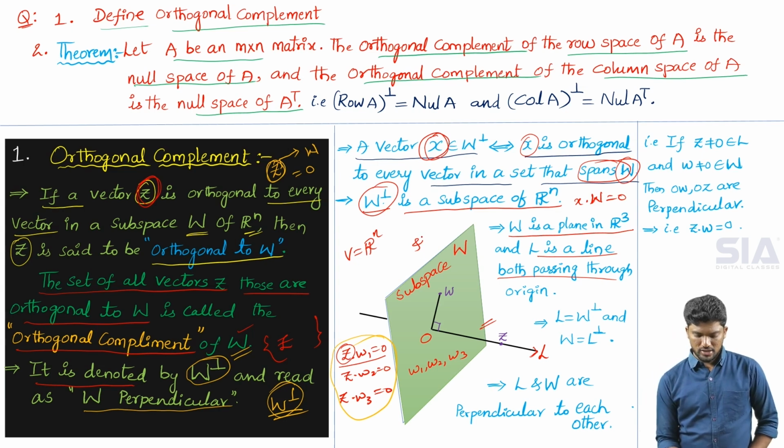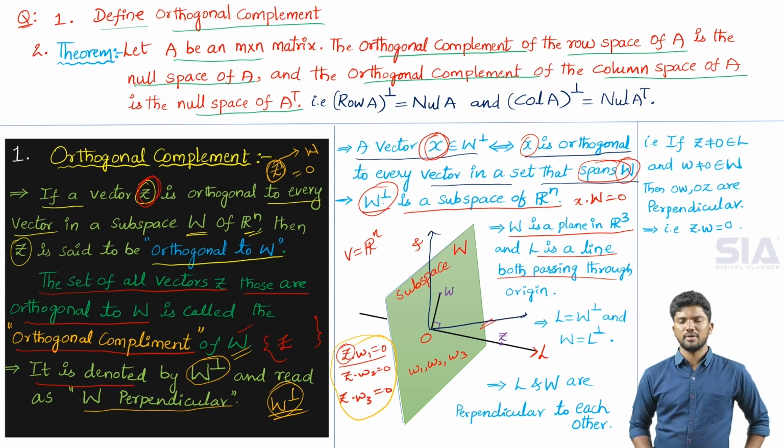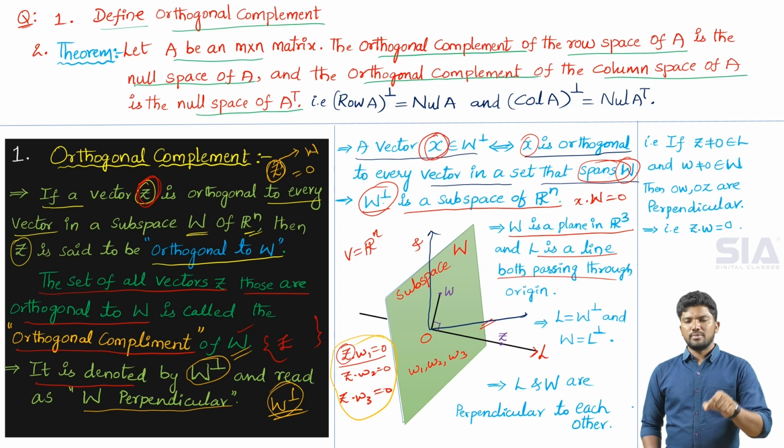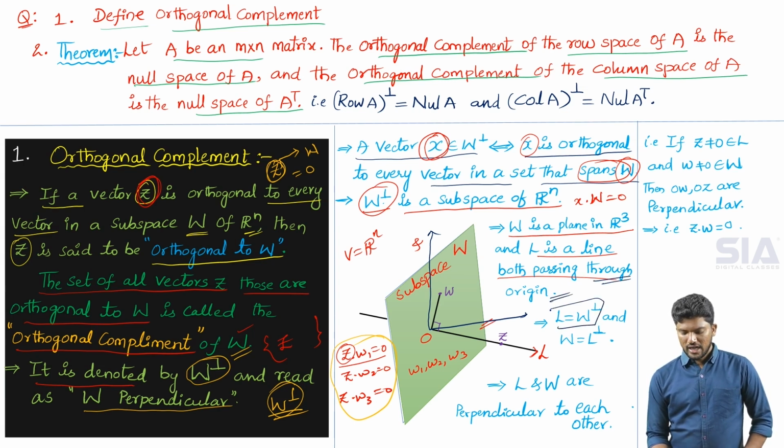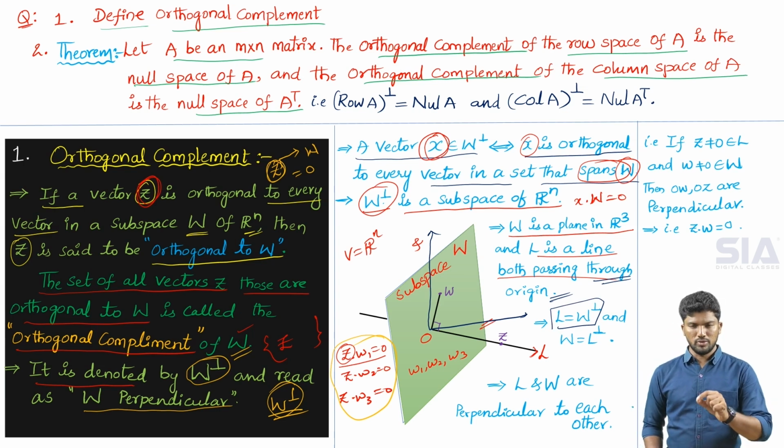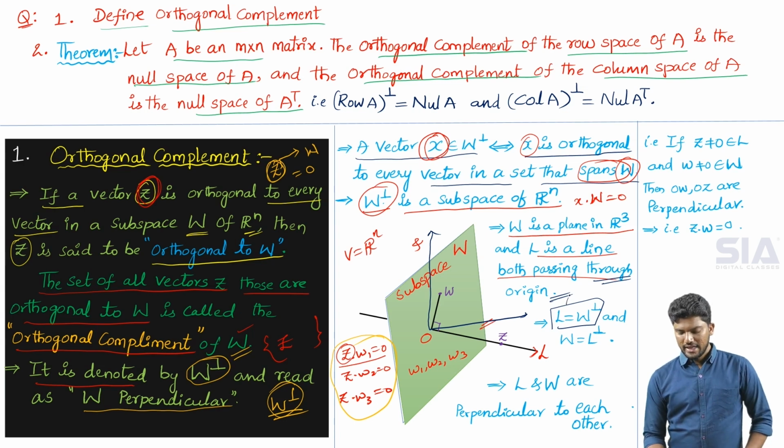For example, imagine here a 2D plane. In this 2D plane, the line L and the subspace W both pass through the origin. Those W and L both are passing through the origin. Then L is orthogonal complement to W. L is equal to W perpendicular, so what we can say is L is orthogonal complement to W and W is orthogonal complement to L.